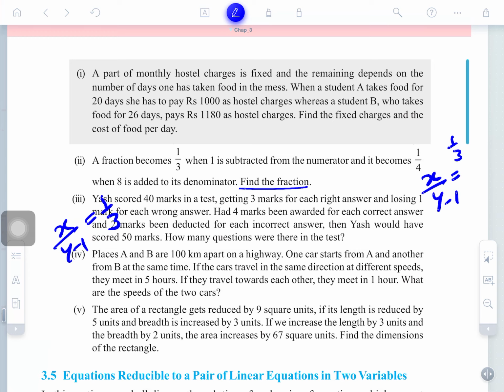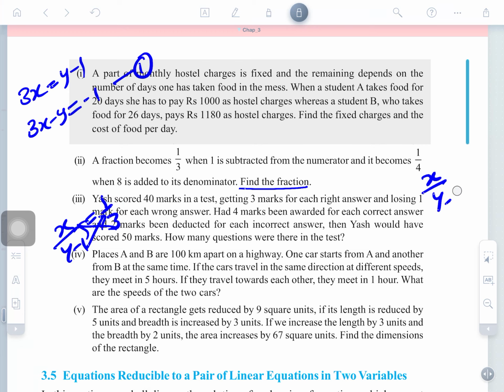From this you will obtain a relation, an equation. What equation will it be, please tell me? It shall be 3x = y - 1. So 3x - y = -1. Equation 1 we have obtained. Clear guys? Now the second case is what?